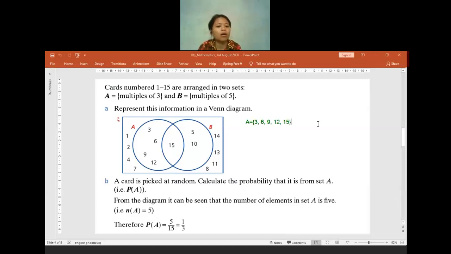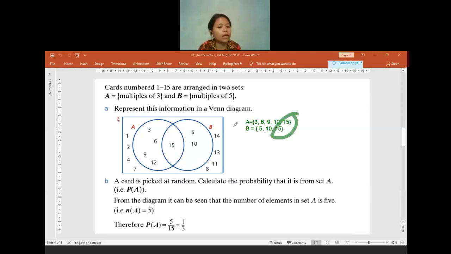For the set B, it says multiples of 5. So we list the multiples of 5. The multiples of 5 will be 5, 10, and 15. From here, when we already collect the numbers, we can draw the Venn diagram, because there is a number that is the same, that exists in the set A and also set B, the number 15.